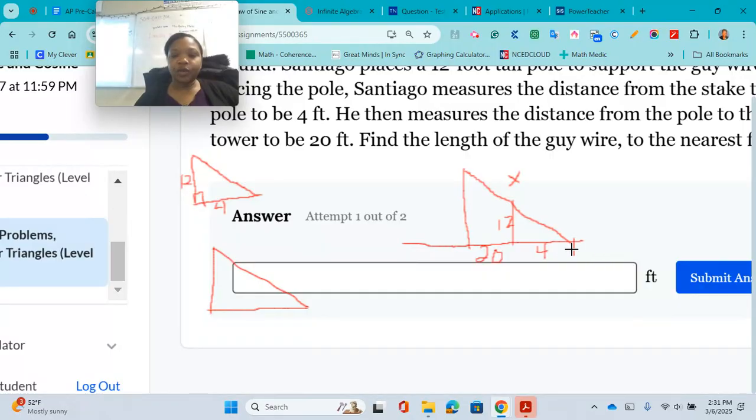And we have, now this is the bigger triangle that's on the outside. What would be the length of this base for the bigger triangle? 24, because we're adding 20 plus the 4. We're looking for the hypotenuse, which is x, of the bigger triangle.